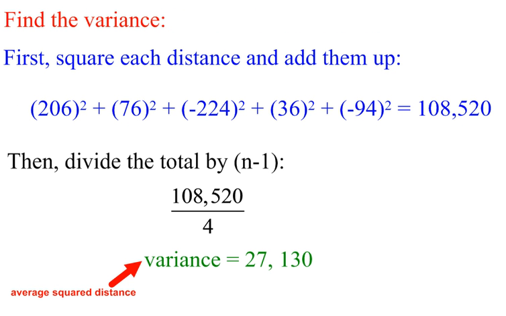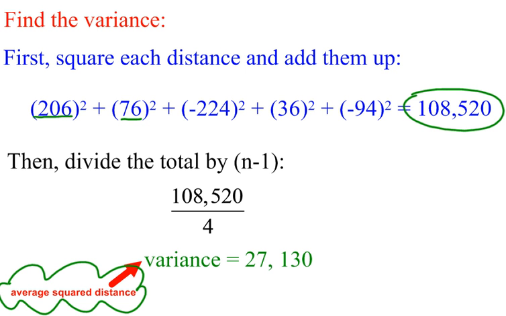And then you find what's called the variance. What's the variance, you ask? That's the average squared distance. Variance is not used a lot. If you're taking AP Stats, we'll use it a little bit more, but we won't use it a ton in this class. So to find the variance, you square each distance. These were the distances that were listed in the last problem, 206, 76. You square that number, and then you add them all up. That's this number right here.